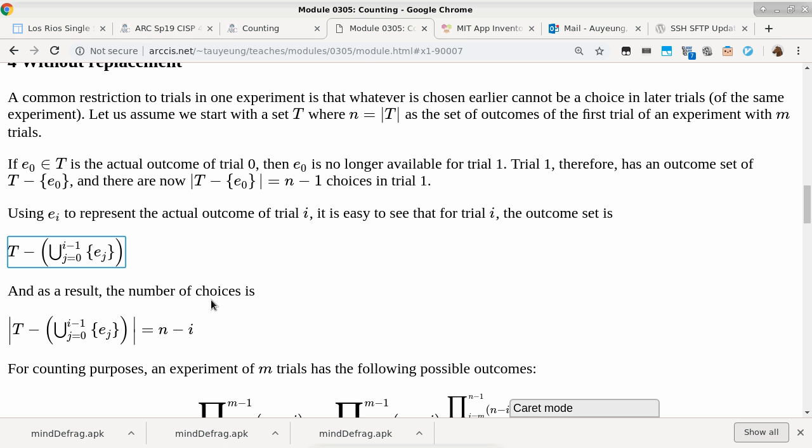But that is all being quote-unquote subtracted from T because those elements have been used in earlier trials already, and as a result, they are not available for trial I. So T minus this messy thing is going to be the set of possible outcomes for trial I. T is the set of possible outcomes available for the first trial, or T0.